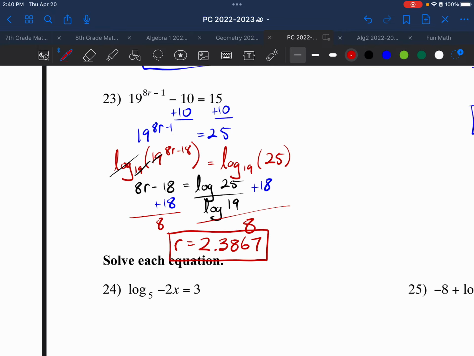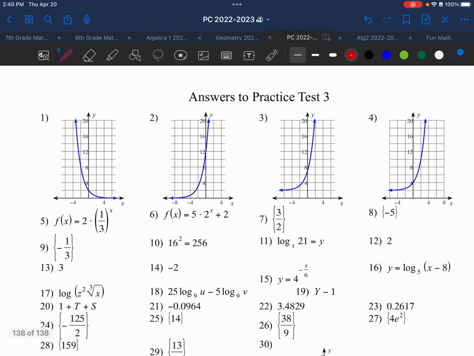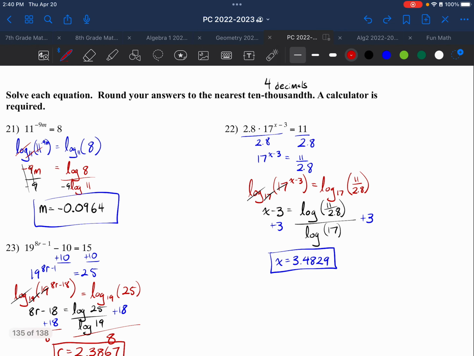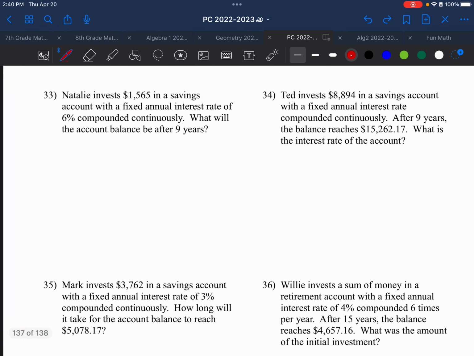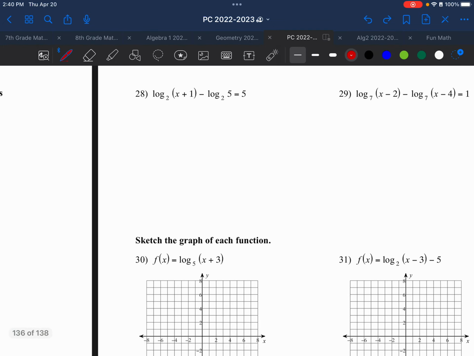Hopefully that's correct. Okay, let's check. 2.3867. I don't see that number. It should be in this vicinity. I've made a mistake. What is my mistake? Well, let's check the last one. 3.4829. I got that one right. Okay, so I've made a mistake over here. Number 23's actual answer should be 0.2617.